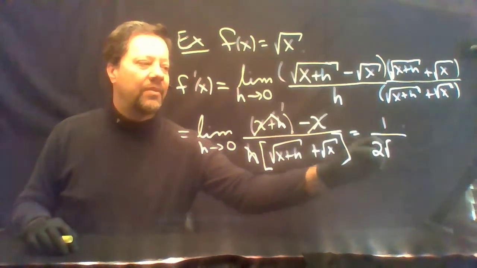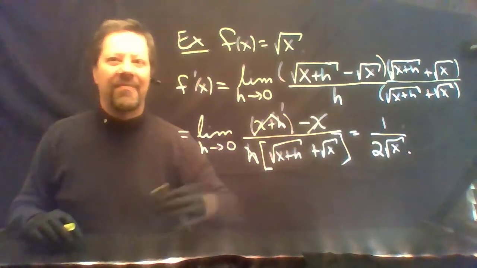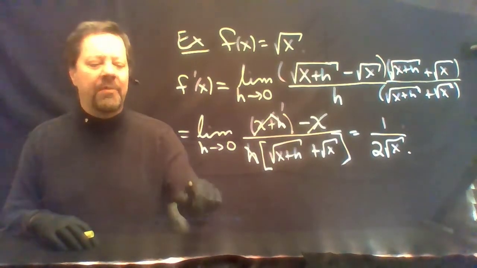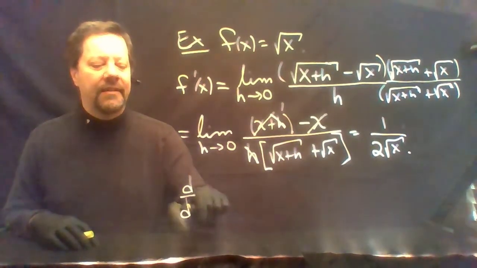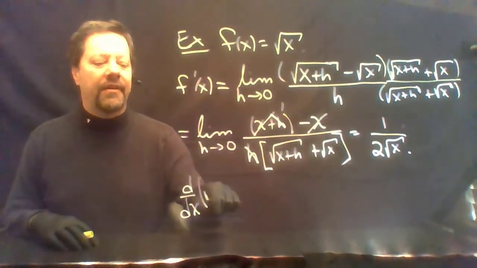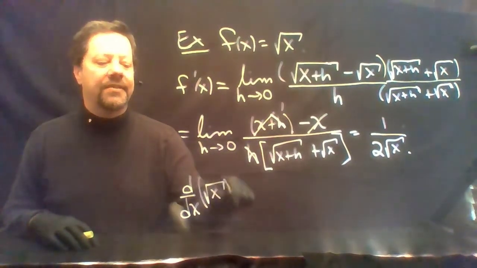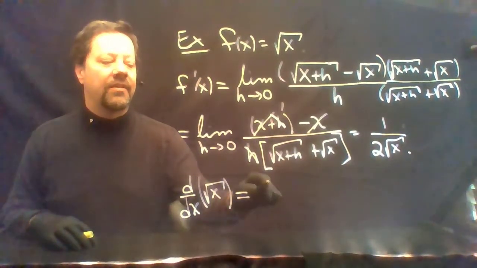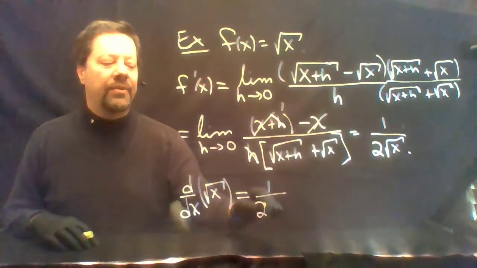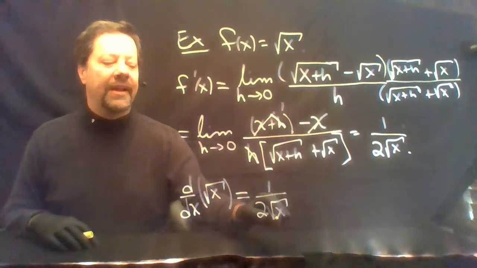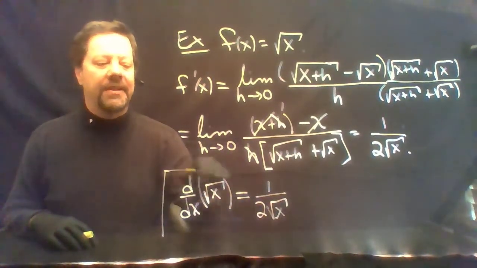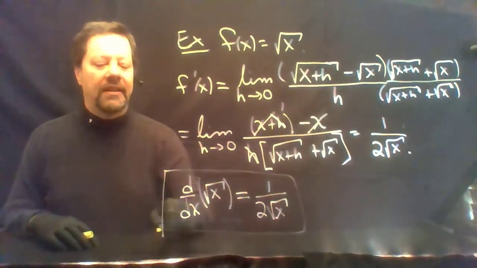That's 2 root x. I want you to remember forever that the derivative of the square root of x is 1 over 2 root x. You're going to commit this to memory and keep that in memory forever. There's another one I just want you to know.